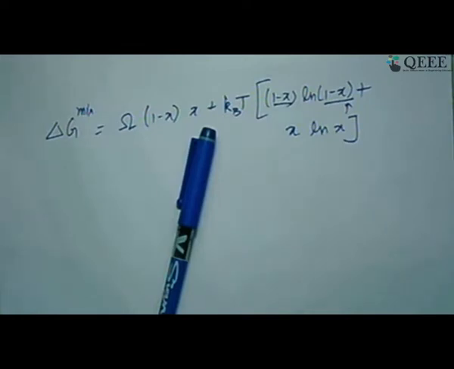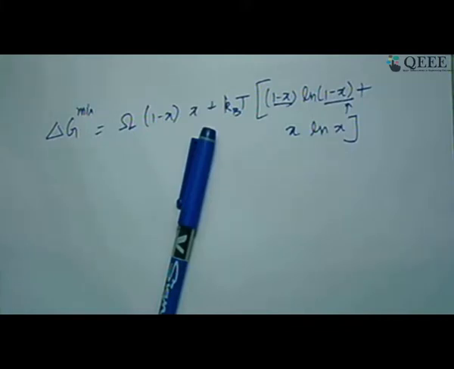So omega by kBT into (1 minus X) into X, plus (1 minus X) ln (1 minus X) plus X ln X. This quantity is then the non-dimensionalized free energy of mixing. You can find out what is the X that minimizes this quantity, and that X value will be basically the composition that the system would choose.